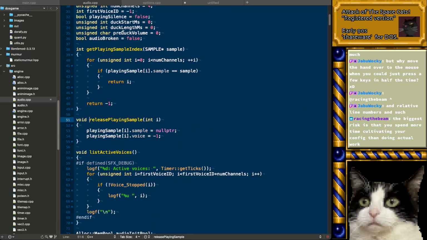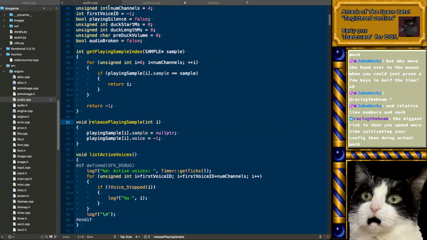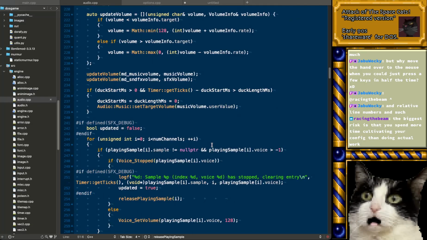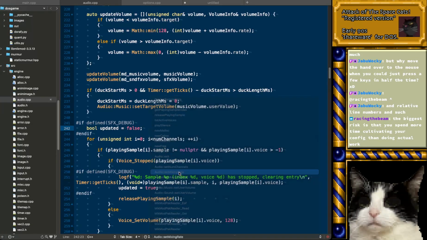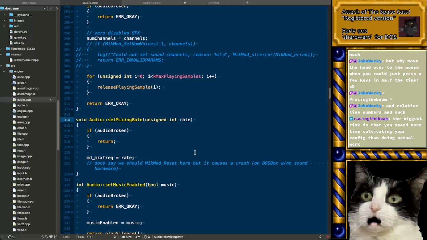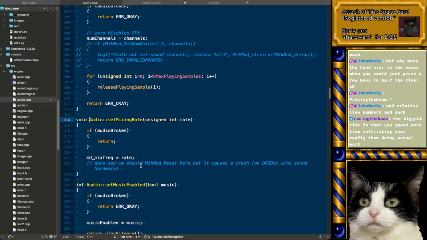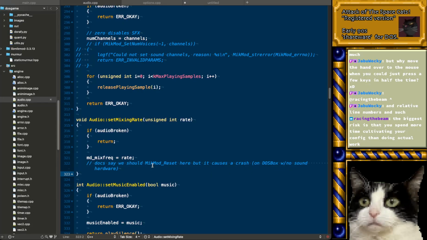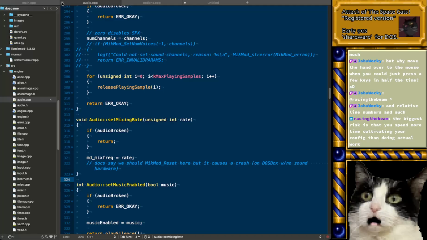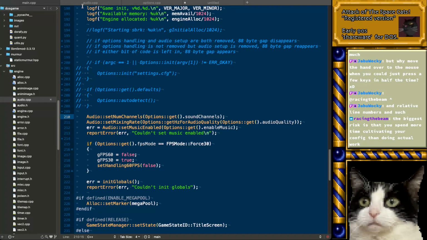Yeah. What's the other stuff? Mixing rate, music enabled. Mixing rate, that literally just sets a value. Oh yeah, I never did look into that again. It wouldn't actually matter though, because we've now got to check. Anyway, it's not the cause of the memory problem.